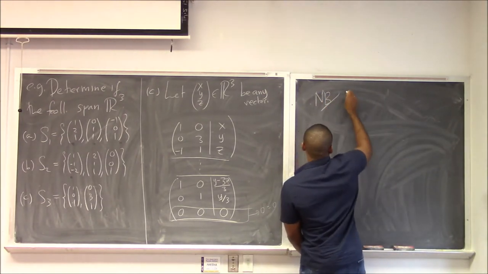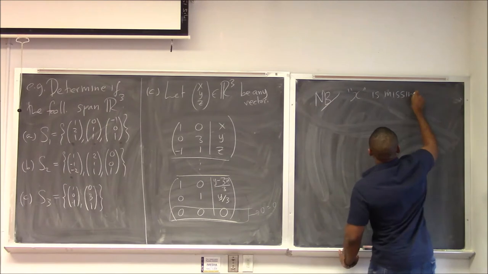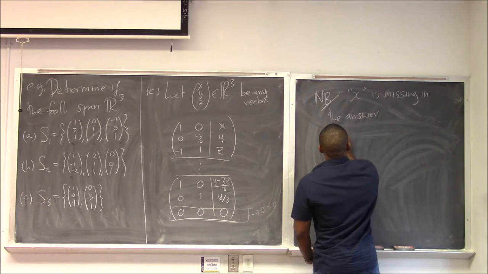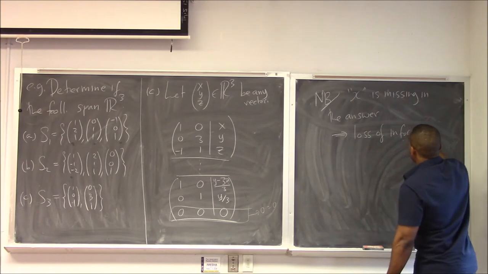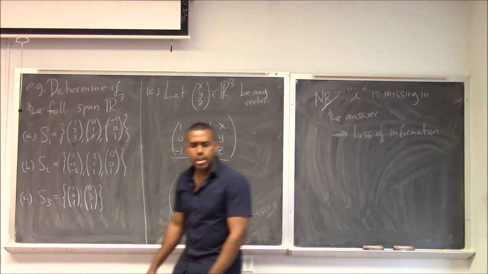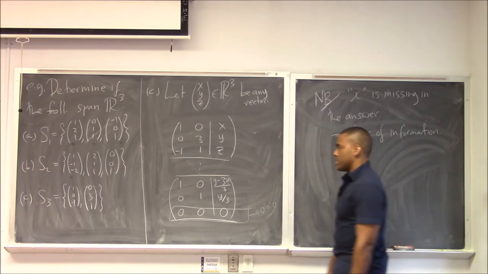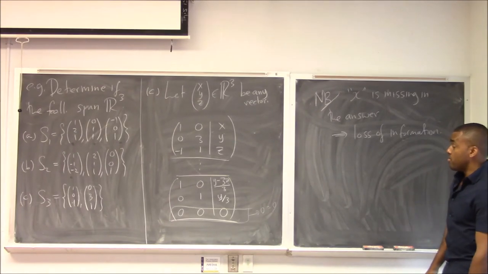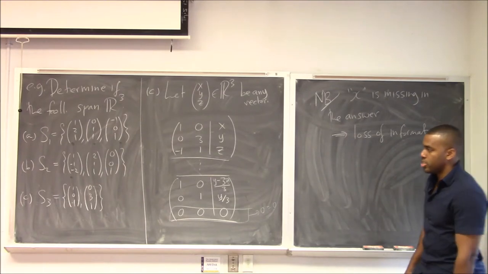And something like this will always happen. Note here, X is missing in the answer. This means there's some sort of loss of information. Meaning it's going to sort of hint to me that I can't construct everything. I won't always have all the information. So can you give me a counterexample based on that idea, right? Is it possible to maybe pick a vector and show that it cannot be spanned? I can't construct it by these two.